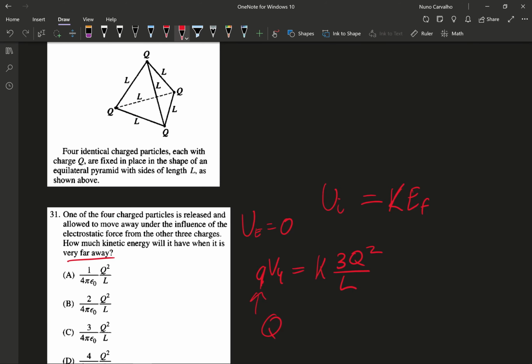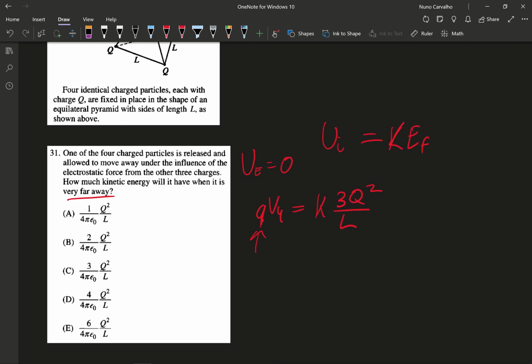So let's just square this, and what we have is C as the right answer. And so unfortunately, you kind of need to get the previous one correct to have a good shot at getting this one correct as well.